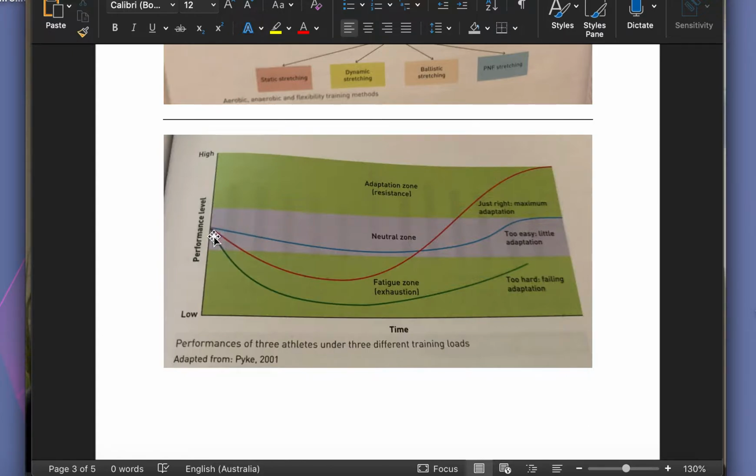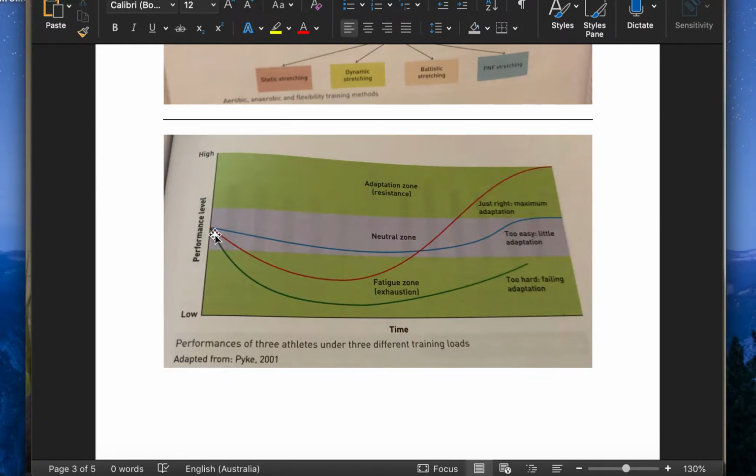This athlete under here was put under way too much stress. They had the number of sets, reps, and resistance all increased at the same time. So initially, their performance was lower, they were fatigued, and at the end of the day, they weren't able to train as much and as hard, and they actually have gone down in performance due to injury, illness, etc.